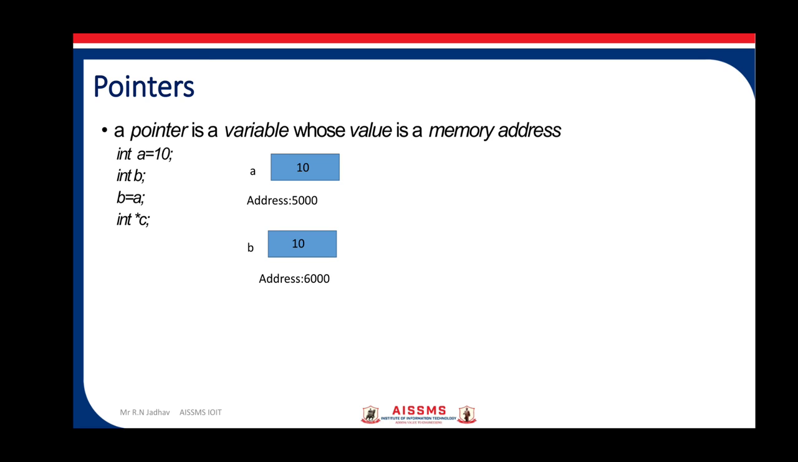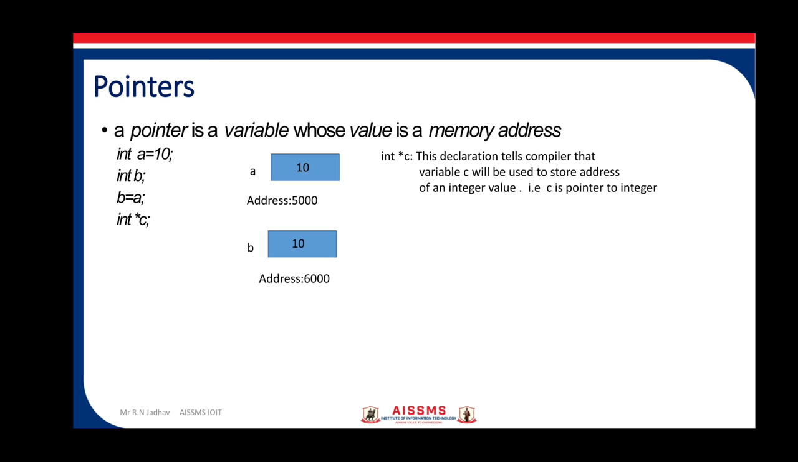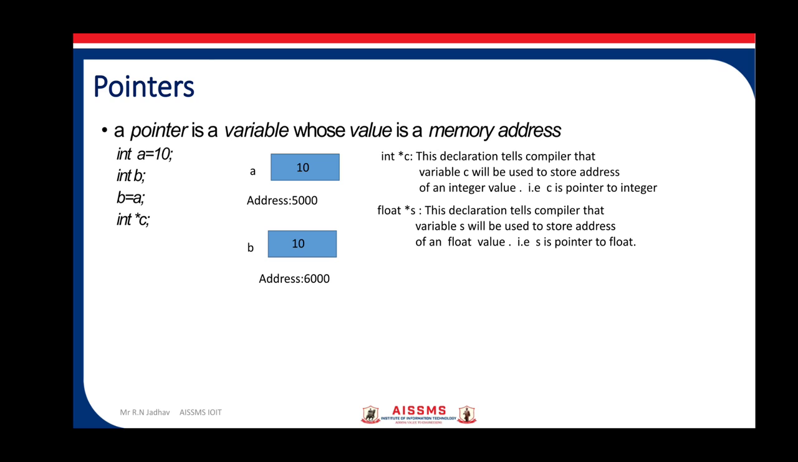So here you can see the declaration int *c. This declaration tells the compiler that variable c will be used to store the address of an integer variable. That means c is a pointer to an integer. Similarly, you can also declare pointer variables that will point to different types of data.